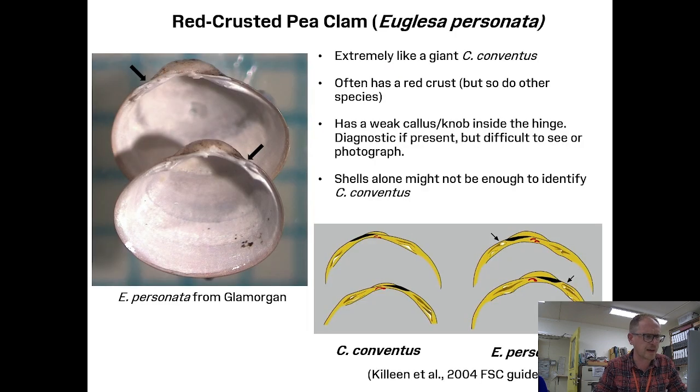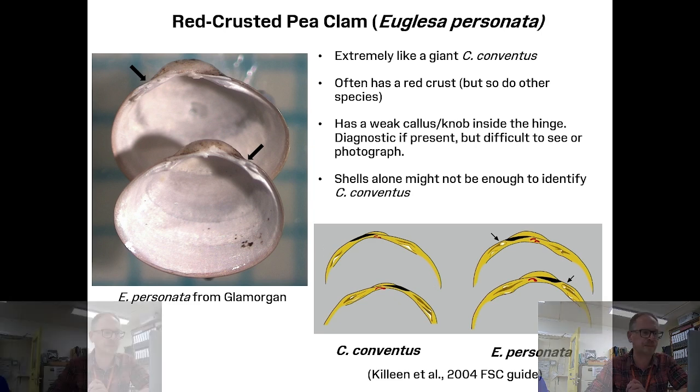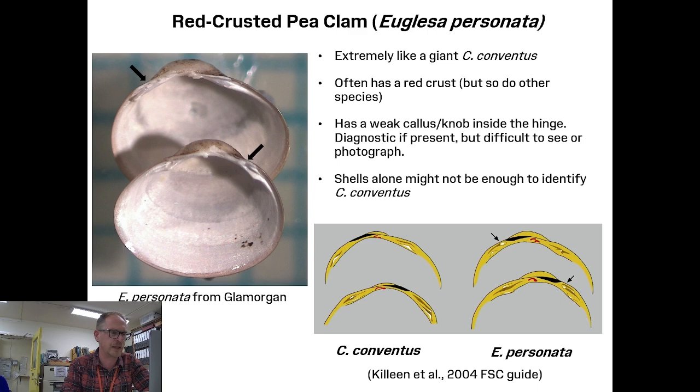On the inside, that has a couple of features. There's a feature in each valve which is called a callus, and is diagnostic if it's there, but I have to admit it's very difficult to see, and it's difficult to photograph as well. Really quite difficult.